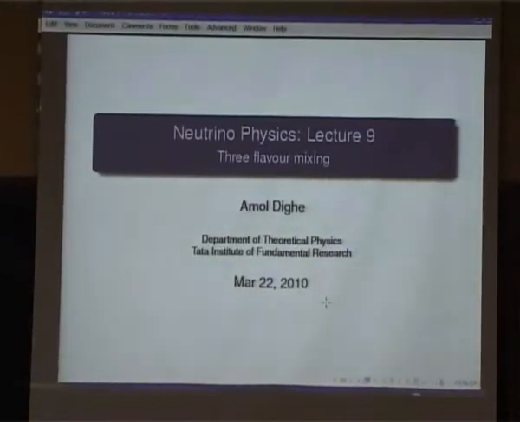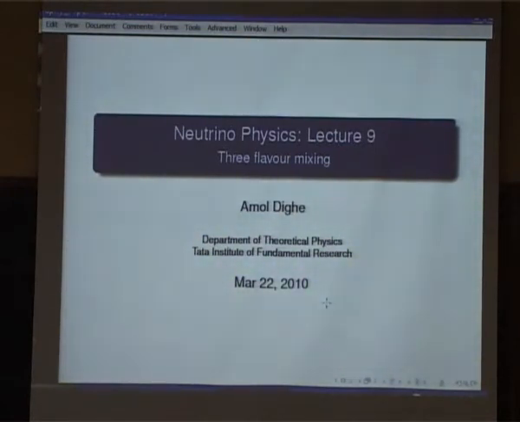Projects to this target based. So till now we have seen two different problems, atmospheric and solar. Atmospheric, we got a solution in terms of oscillation between two neutrinos, nu mu and nu tau. For solar, we got a solution in terms of two neutrino oscillations, nu e and nu mu/nu tau. We don't know what combination. But of course, we know that there are three neutrinos.